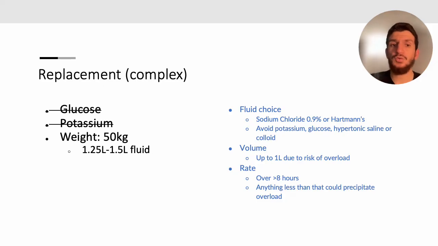Again, between the two of them, you'd probably want to opt for sodium chloride to optimize the treatment, just because we can see that her potassium is on the upper end of normal. But again, you would probably still get the marks if you provided Hartmann's as your option. Avoid potassium, glucose, and hypertonic saline, for the reasons we've discussed already.